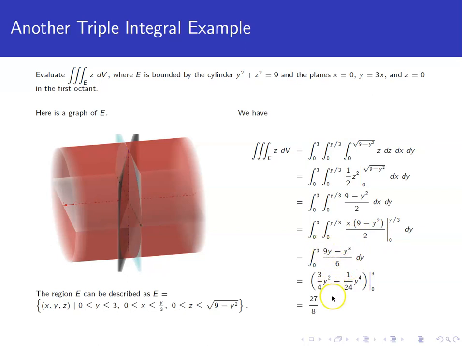Do that antiderivative, we get 3y squared over 4 minus y to the 4th over 24. And plug in your endpoints and get a final answer of 27 over 8.